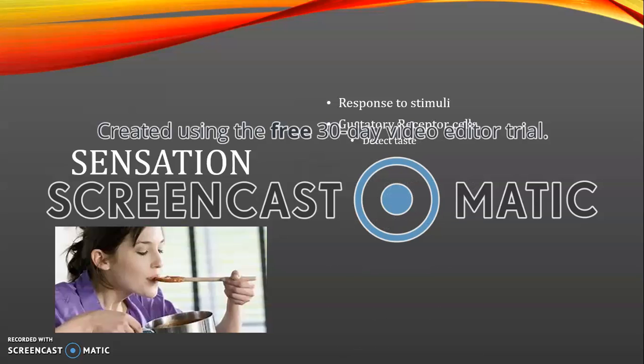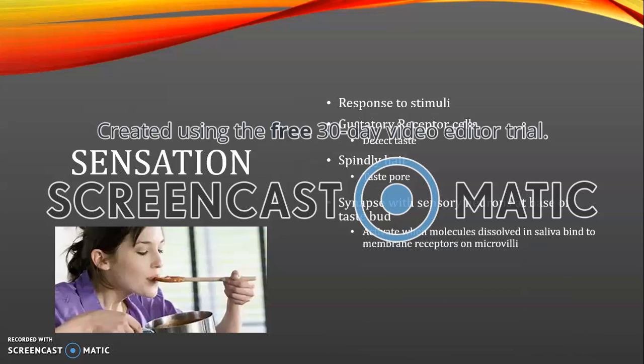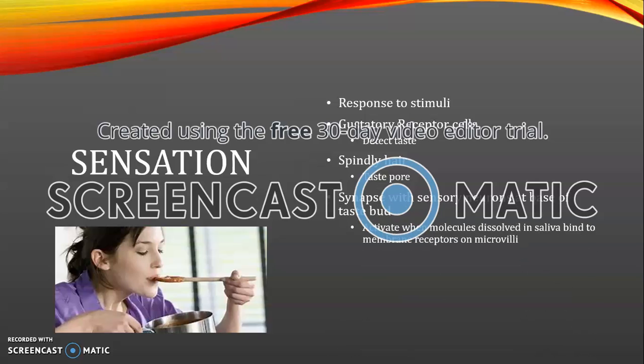Gustatory receptor cells detect taste. In other words, they determine whether something is salty, sweet, bitter, sour, or umami. Each gustatory cell has a spindly-like fiber attached to it called a gustatory hair. The hair reaches the outer environment through taste pores. Now, these cells synapse with sensory neurons at the base of the taste bud. They activate once the molecules are dissolved in the saliva and they bind to the membrane. Once activated, the cell releases neurotransmitter to the appropriate cranial nerves, in turn initiating an action potential.